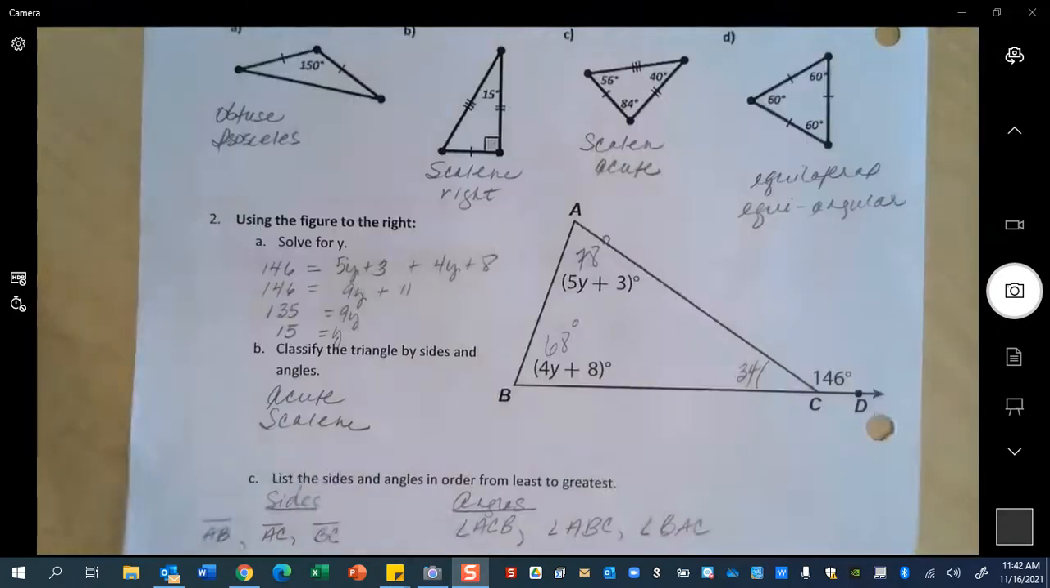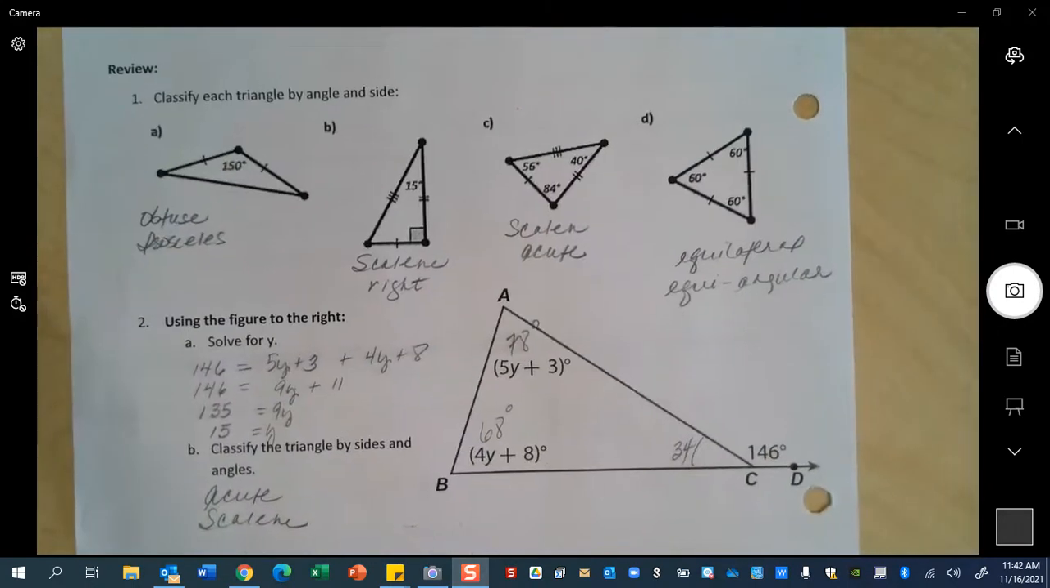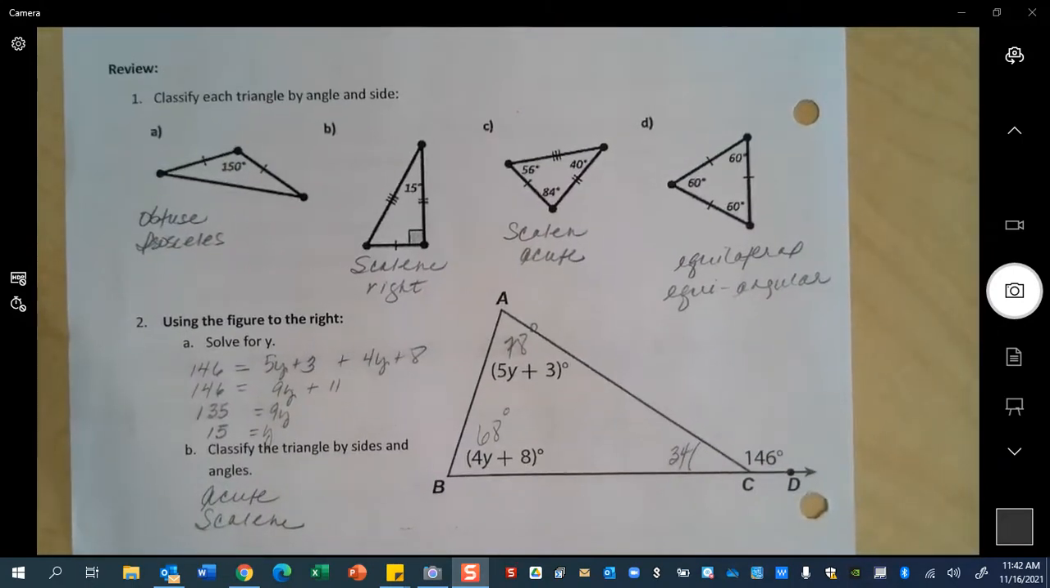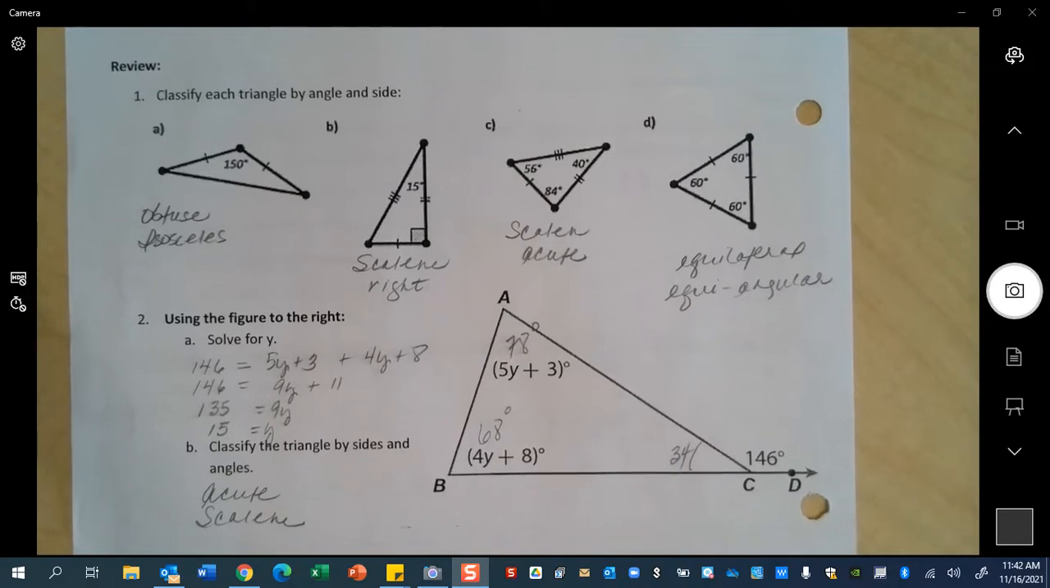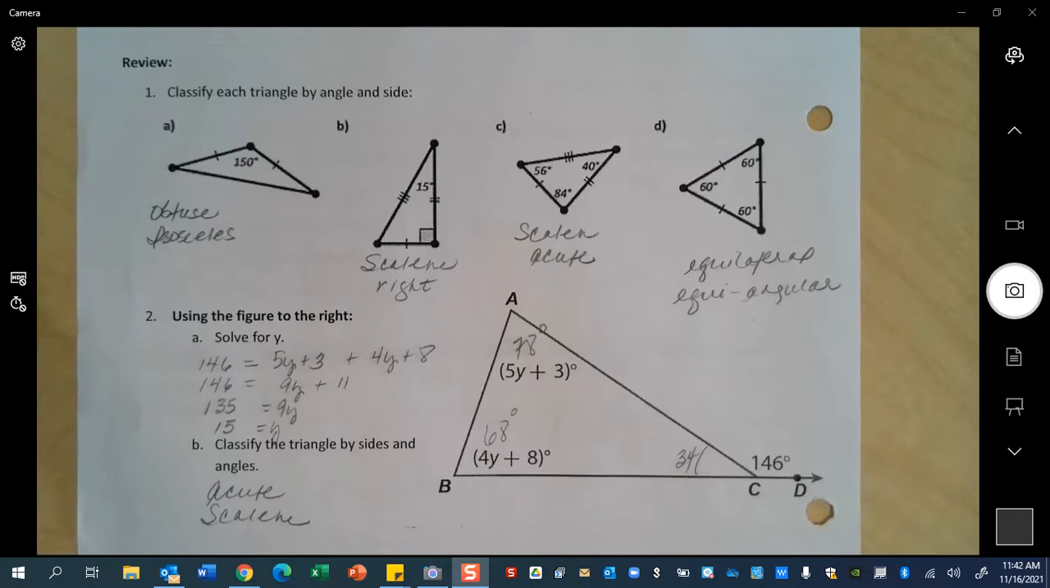All right. On the back, A was obtuse, isosceles. B, scalene right. C, scalene acute. D, that's an equilateral and an equiangular. Make sure you get that vocabulary right.